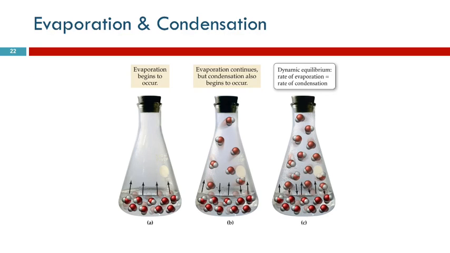So let's look at a picture here. Here we have an Erlenmeyer flask with some water in it. And initially, there wasn't any water in the gas state. So there's water here, and it's going to evaporate. As it evaporates, and we've got a stopper in here so that it can't escape, now we have water molecules in the gas state. These particles are going to exert a pressure, right? Because they're going to bounce against the walls. They're going to exert a pressure.